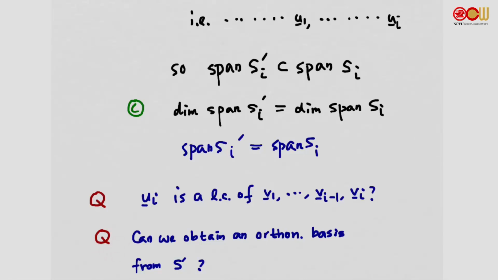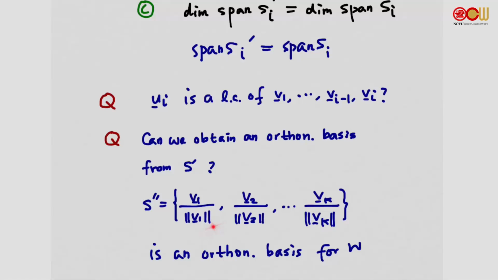Question. We know S prime is an orthogonal basis. We already converted from S to S prime and we have an orthogonal basis. But what if we want an orthonormal basis? Can we get it from S prime? That would be possible, right? And that should not be too difficult. We can simply normalize every vector in S prime. V1 normalized by the norm of V1, and then V2 normalized by the norm of V2. We do this for every vector, then we get an orthonormal basis for W.